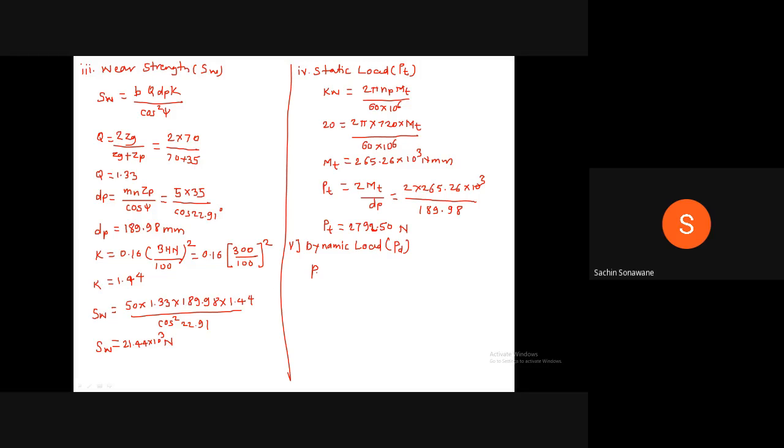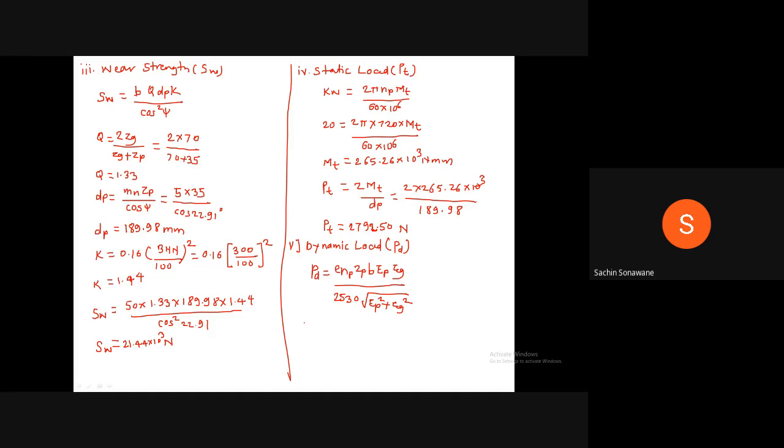Therefore, PD is equal to e n p b into RG divided by 2530 into square root of RP square plus RG square. Now this e only we have to calculate, the error.